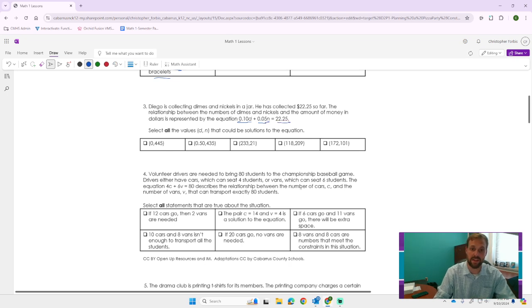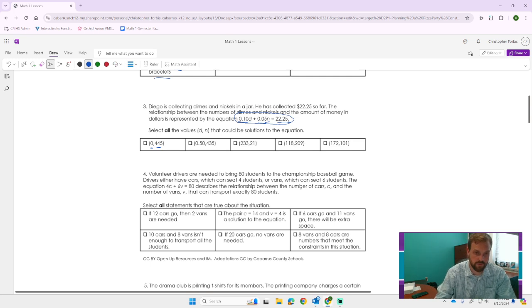I wish that they didn't give this to you because, again, I think we are more than capable of writing that equation. It says select all the values D, comma N, meaning the first number in all these ordered pairs is the D value, and the N value is always the second, that could represent the equation. So again, this is just like the last problem. I'm not going to write it out.